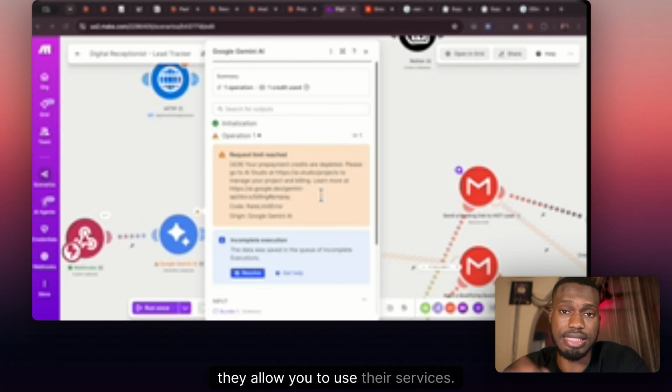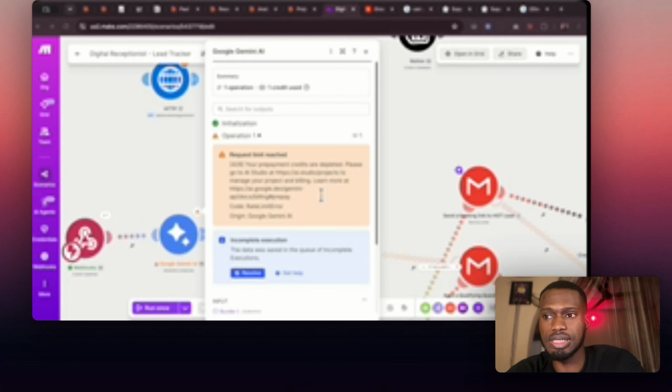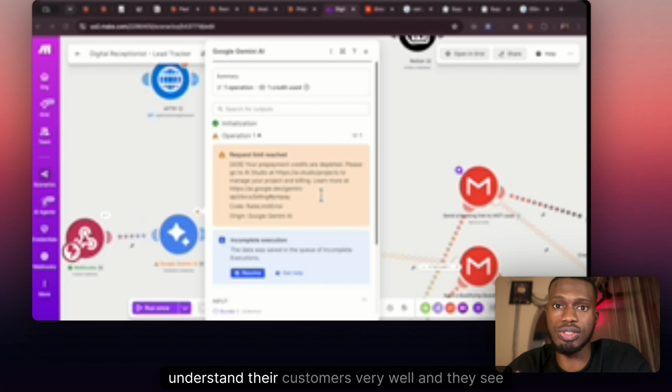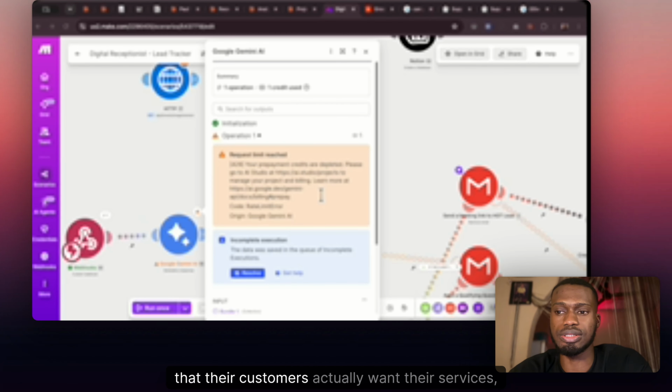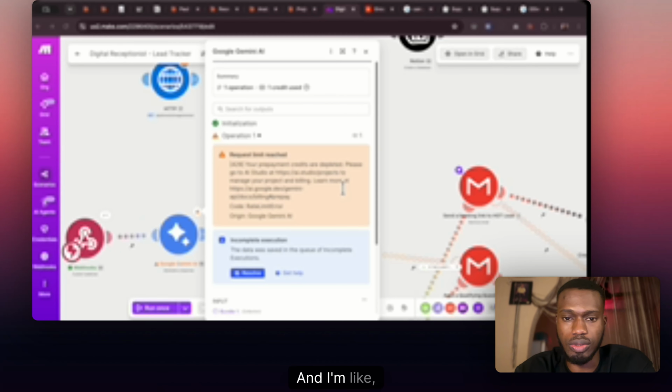They allow you to use their services. Then once they understand their customers very well and see that their customers actually want their services, they use that as a form of attraction, which is actually very nice, because I remember building a lot using the free APIs. So we use this in a couple of cases. In this case, I wanted to use it to process some information, and you can imagine hitting rate limits like this, and I'm like, okay.